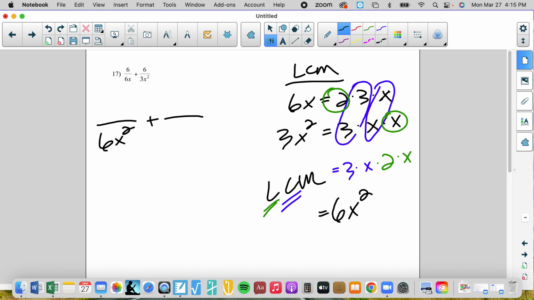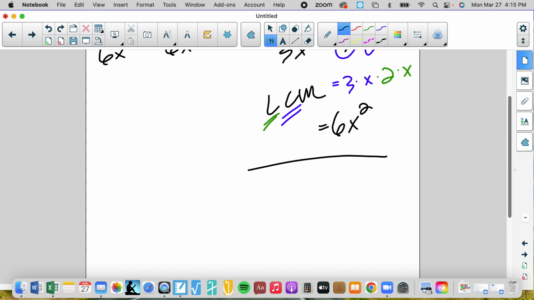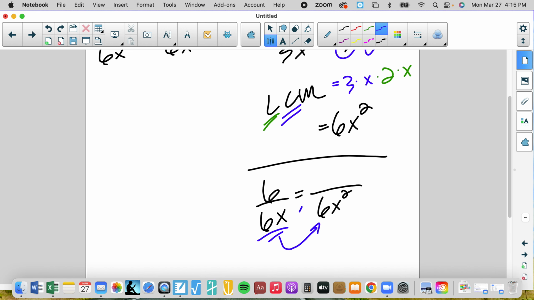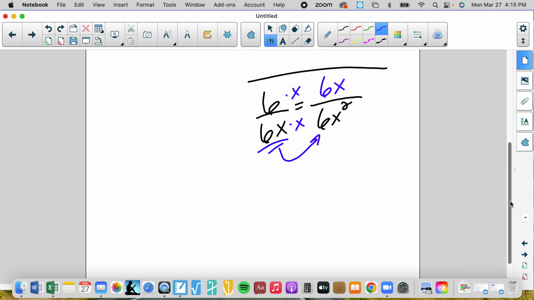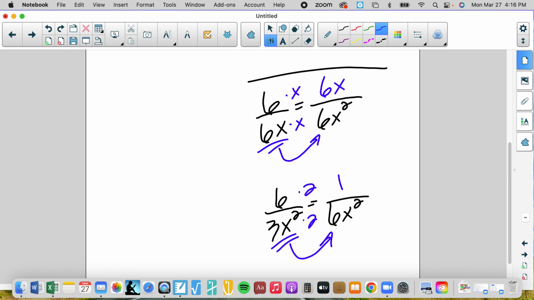6x squared and 6x squared. Now equivalencies. 6 over 6x equals what over 6x squared? We're going to multiply 6x by x. So I have to multiply my numerator by x, which gives me 6x. And then we have 6 over 3x squared. That's my denominator, my common denominator. What do I multiply by? 3x squared to get 6x squared, times 2, gives me 12.